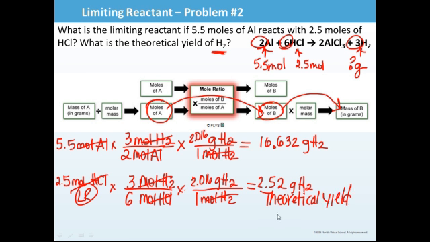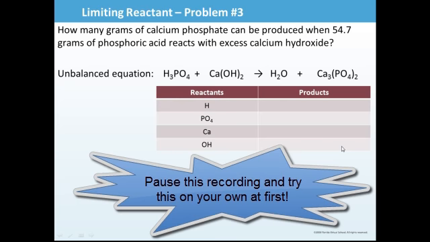When we look at our significant figures, we see that we should have 2.5 grams of H2. That is how much of our product we're going to be able to make. Problem number 3. Go ahead and pause this recording and try this on your own.